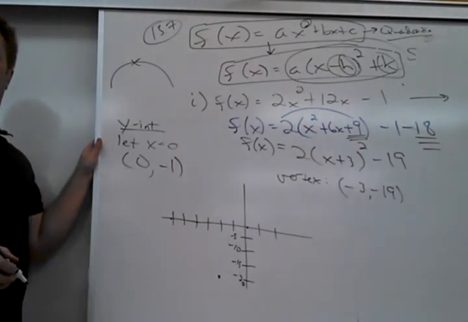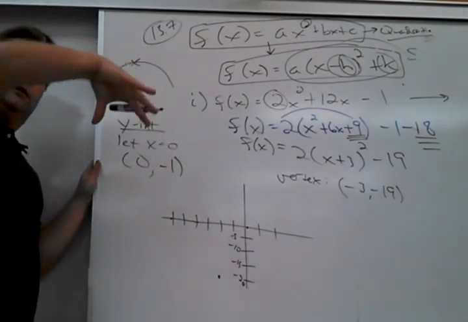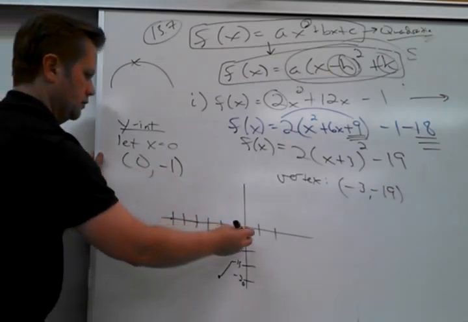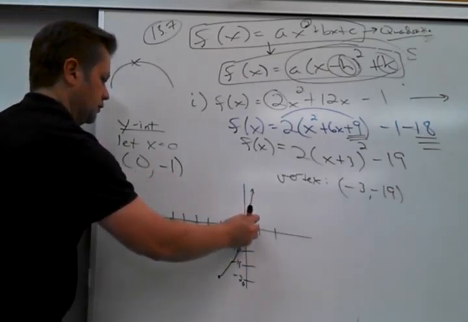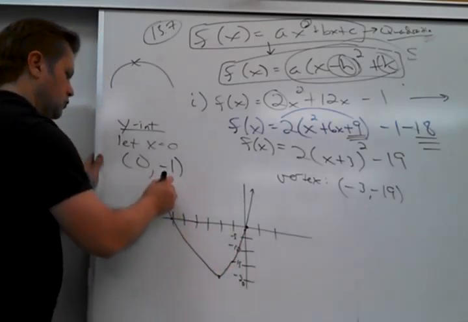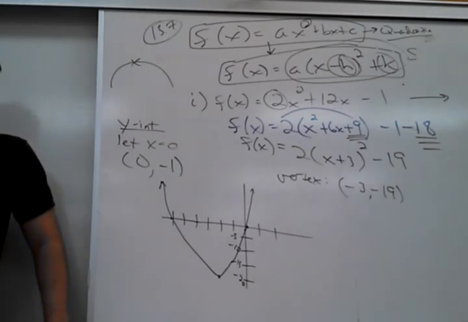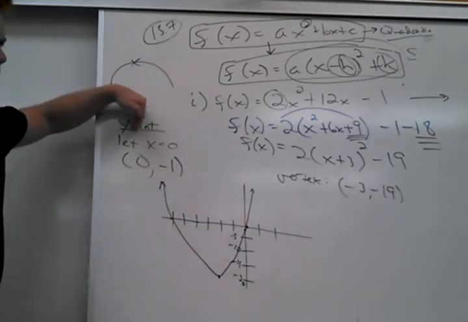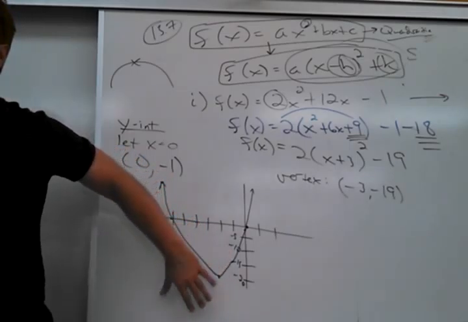I know it opens up because the first number is positive. If that was negative, it would open down. And where's my y-intercept? 0, negative 1, so about right there. So that looks good. Lines up nicely. And that's remarkably ugly, but oh well. You can make it better. But those are the three things you can get: the y-intercept, the x-intercepts, and the vertex, and then you can graph that.